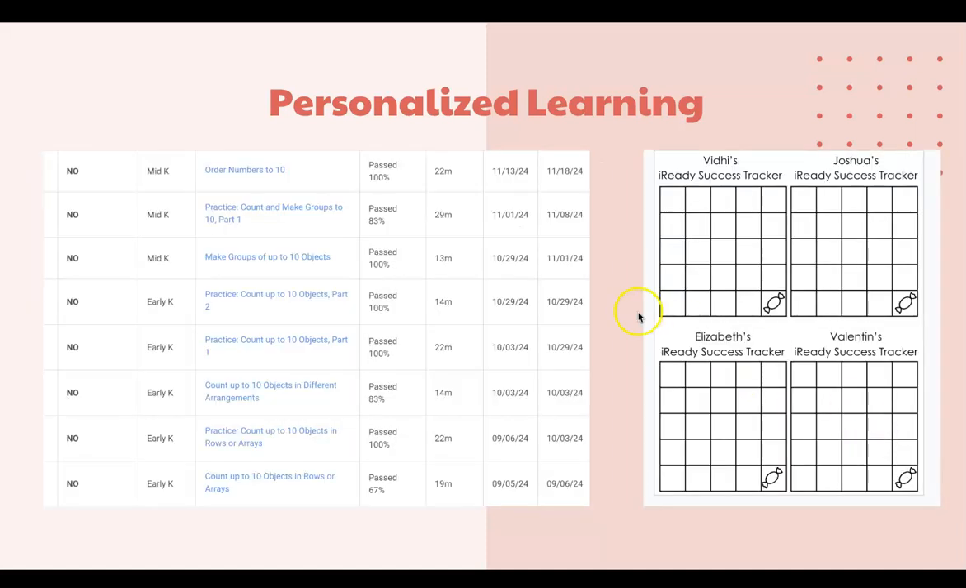Lastly, we have the resources that she can use to master the objective, as well as student reflection and teacher reflection. Right here we show the personal learning pathway for the student. We can show that she has passed her lessons and how much time she spends on those lessons, as well as an example of the iReady success tracker that I use in my personal classroom. When they pass a lesson, they come get a sticker, and when they pass 25 lessons, they get candy.